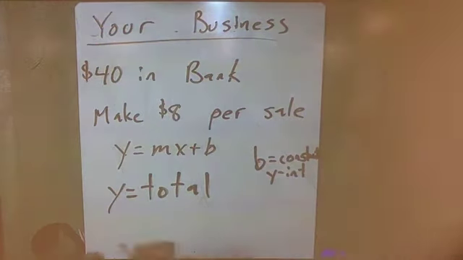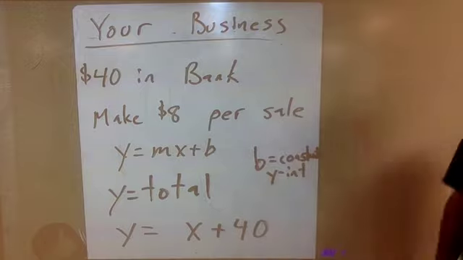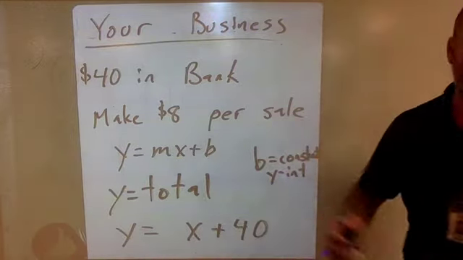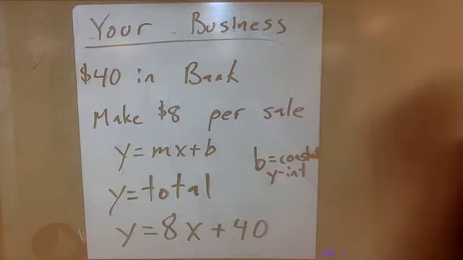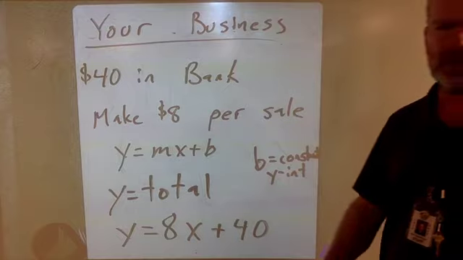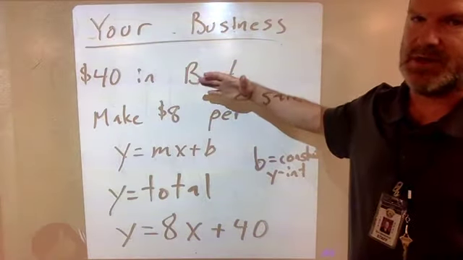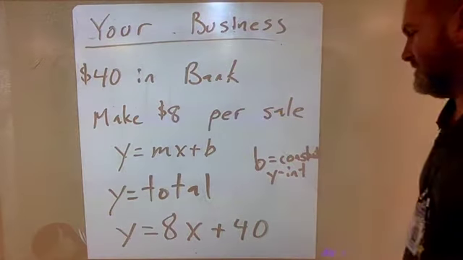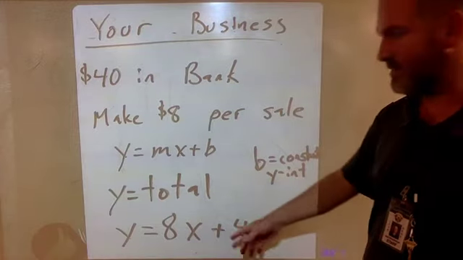So y is going to be equal to something times x plus 40. The 40 is the one that's not going away. The x represents how many sales you have, and it's $8 per sale. So this would be the equation there. When you see a problem like this on a test where you have to create your own equation, and you have 2 numbers, one of them's m and one of them's b, you've got a 50-50 chance here. So you just have to decide which is the one that's reoccurring. That's m. That's the one that goes with x.